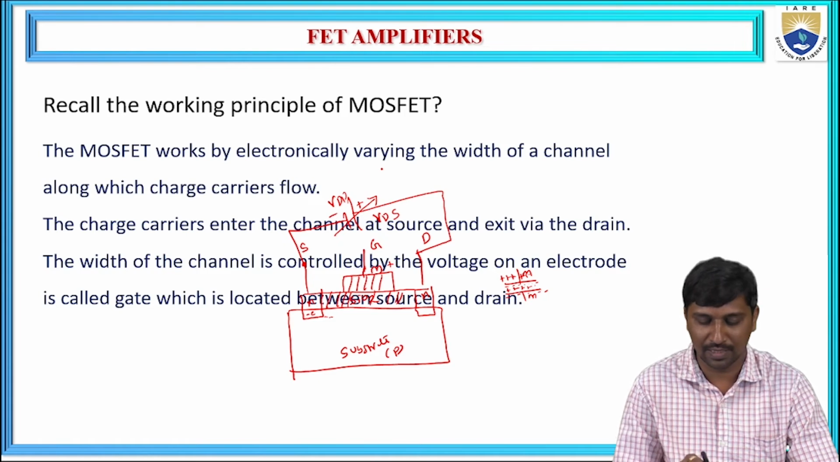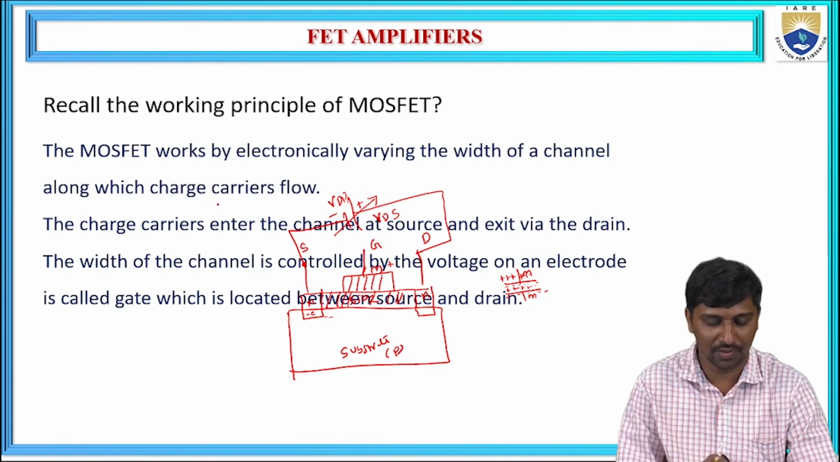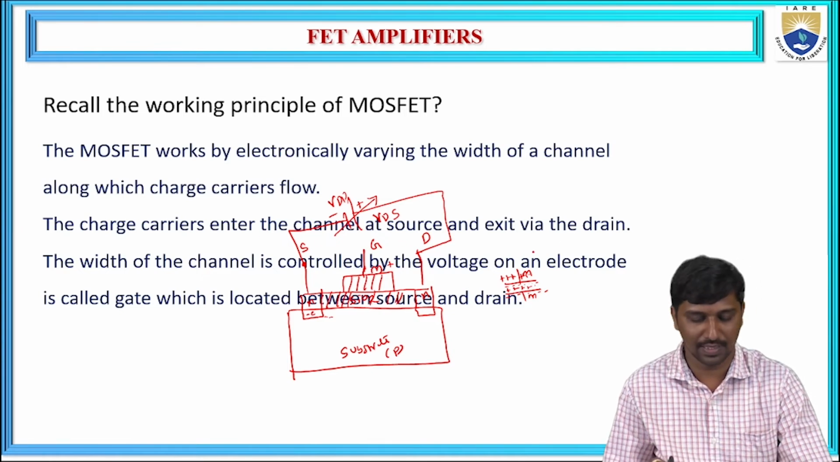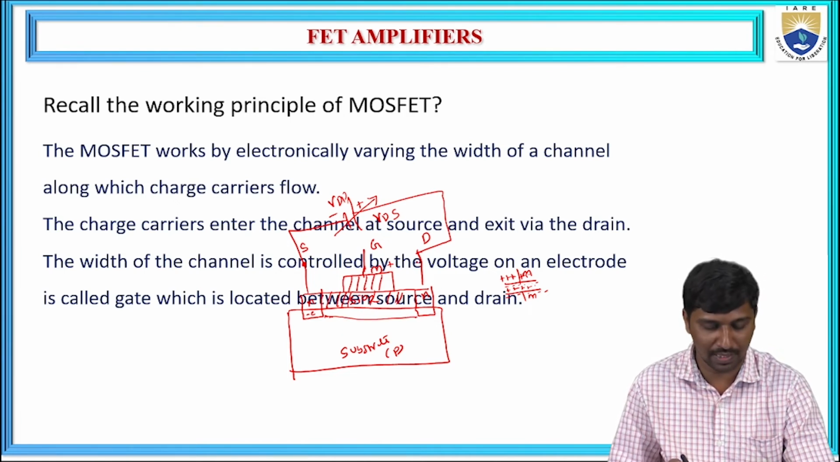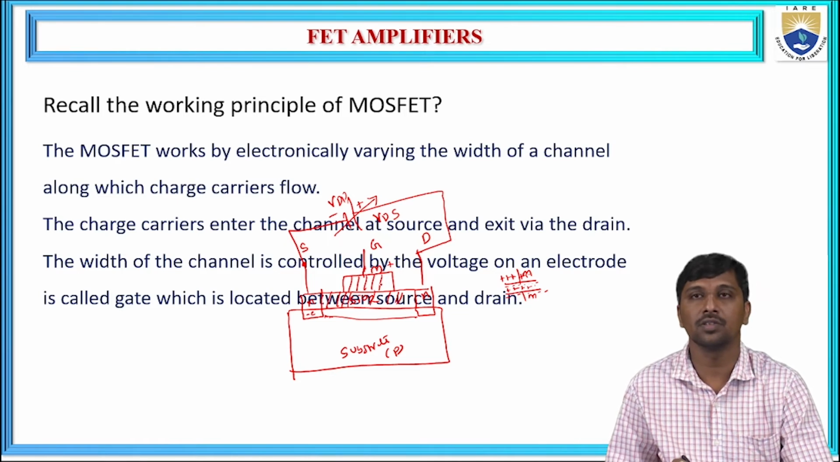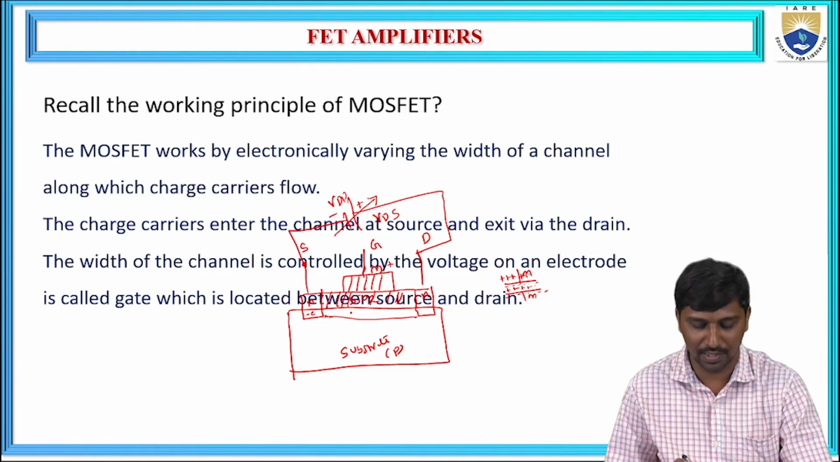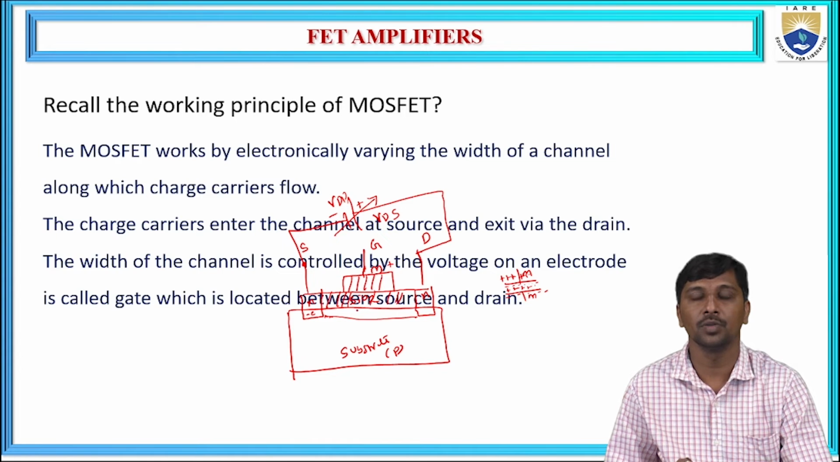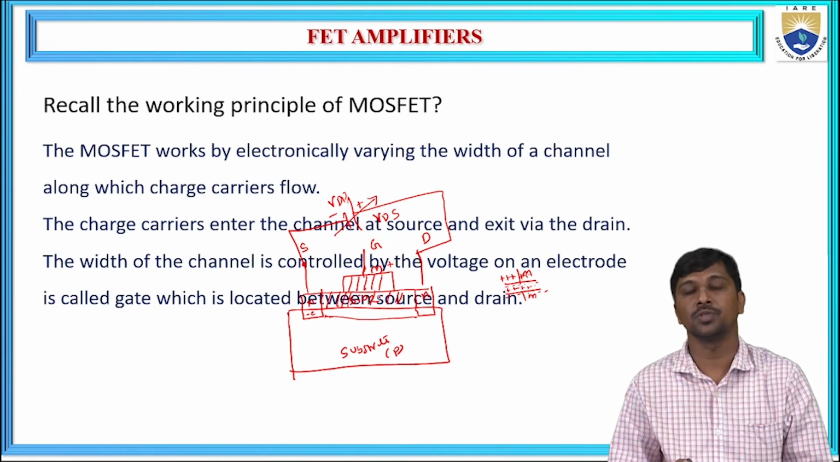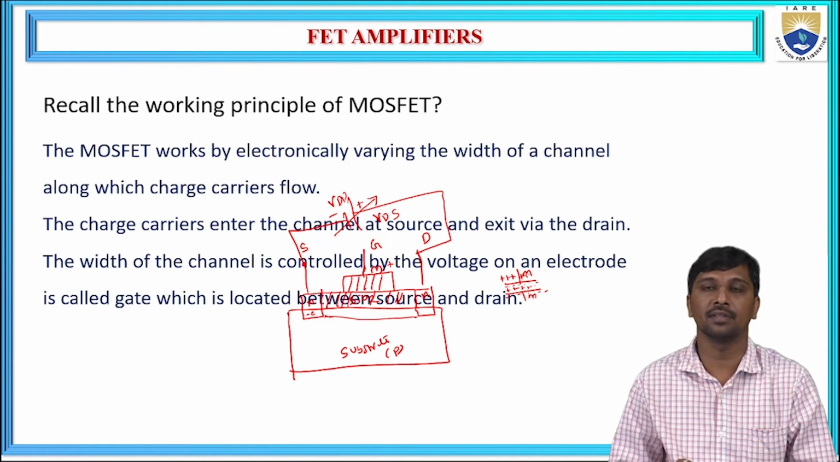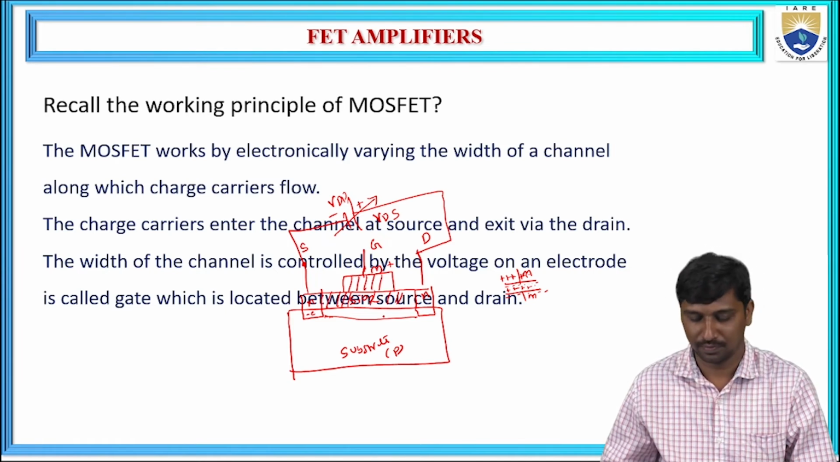The MOSFET works by the width of the channel along with the charge carrier flow. The charge carriers enter the channel at the source and exit via the drain. This is called the width. The width of the channel is controlled by how much voltage we are applying on the gate. Based on this applied gate voltage, the number of charge carriers repelling from the source to the drain is controlled, to allow the conduction from drain to source.